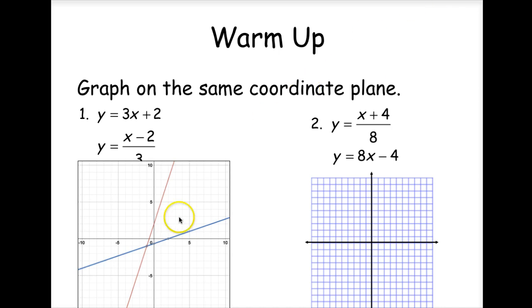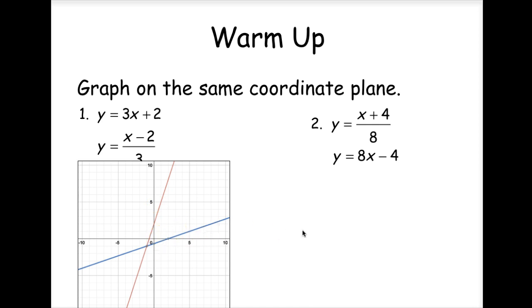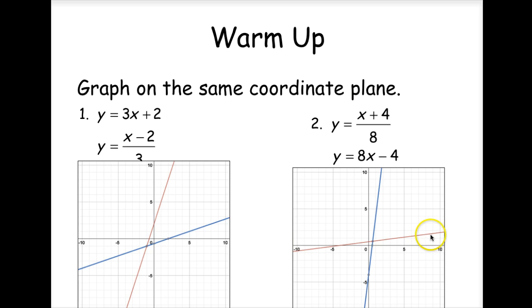Okay, first of all, y is equal to 3x plus 2 and y is equal to x minus 2 over 3. And this one is y equals x plus 4 over 8 and y equals 8x minus 4.